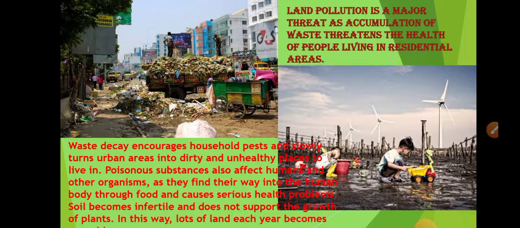Poisonous substances also affect the humans and other organisms, as they find their way into the human body through food and cause serious health problems. So this is another thing that we had talked about. Like, if the crops are growing in such a land which is polluted, so through crops also these poisonous substances can enter the human body, because we are consuming those crops only, right?